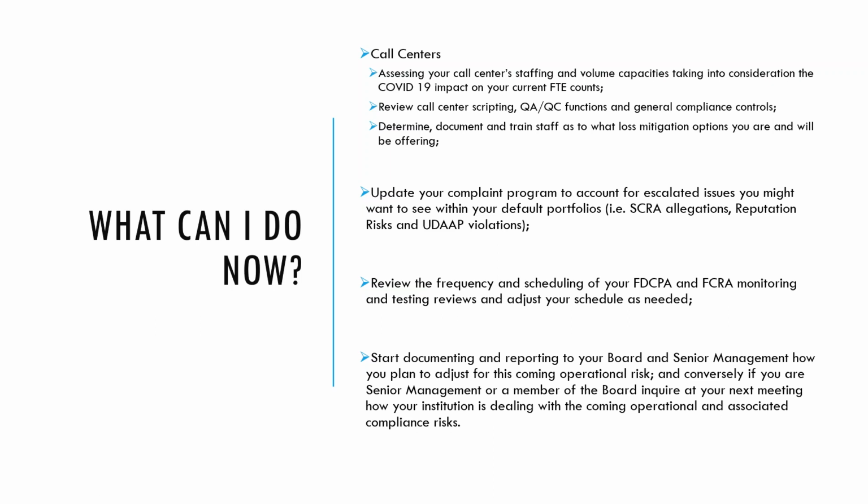Second update here, you want to update your complaint program to account for escalated issues, so you know what are going to be hot topic, high-risk areas in the coming months. You know, SCRA allegations, reputational risk, UDAP violations, fair lending violations within servicing. You might want to take a look at your complaint program and see if those are now tagged as escalated issues. So those are going into your legal department, your compliance department, just for a secondary review. Like if someone says they're active duty, you want to make sure that complaint is heard. We saw many banks 10 years ago not looking at those complaints that were coming in, or not centralizing them in any manner, and paying a large price for that as you moved away from the crisis.